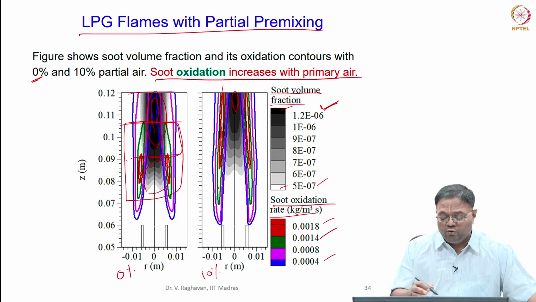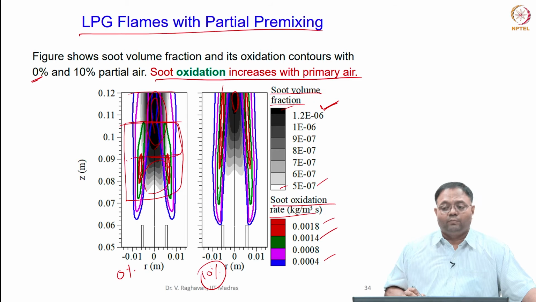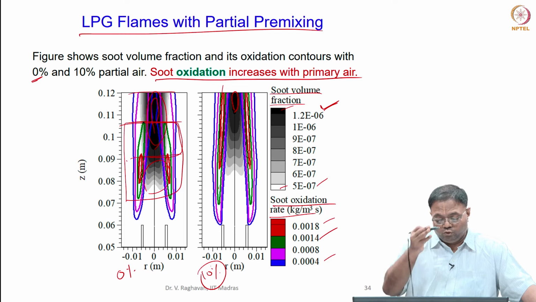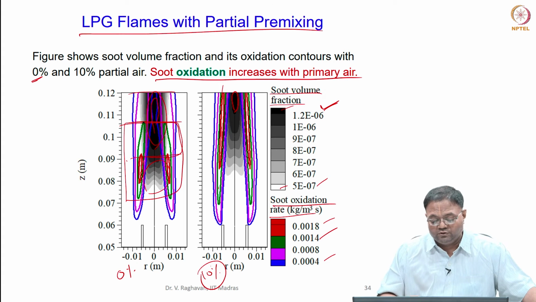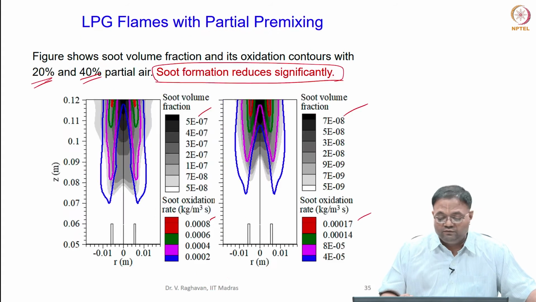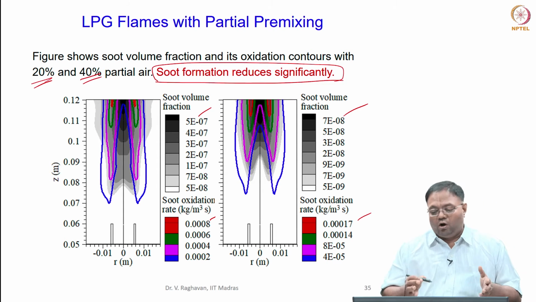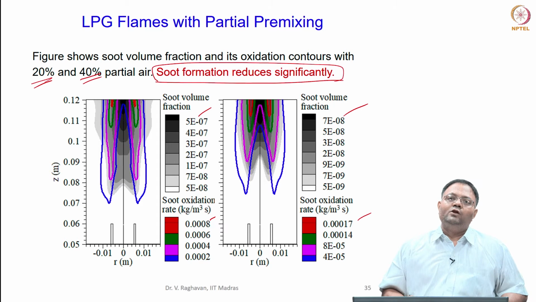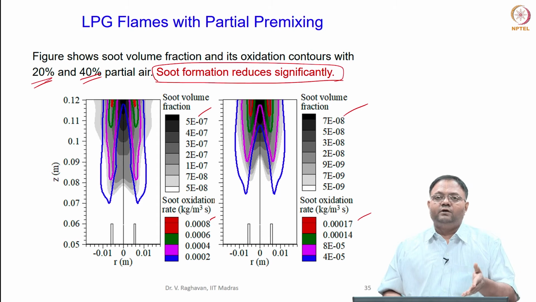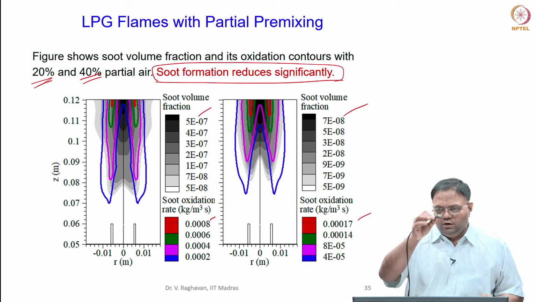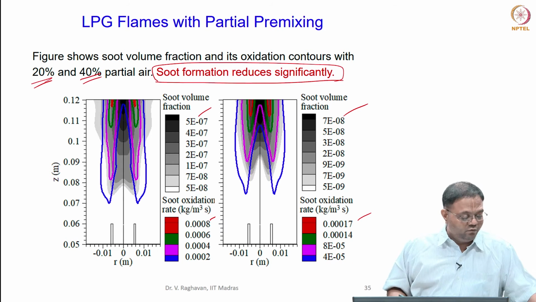Then you have here the soot formation decreases, soot oxidation increases with a little amount of primary air, 10% of the stoichiometric value. You can see a tremendous increase in the soot oxidation, and because of this increased soot oxidation, soot formation decreases significantly. So from 20 to 40% the soot goes almost to a very low value. When you slightly increase it to 40%, then you do not have any soot at all. It actually goes exponentially to a very low value.